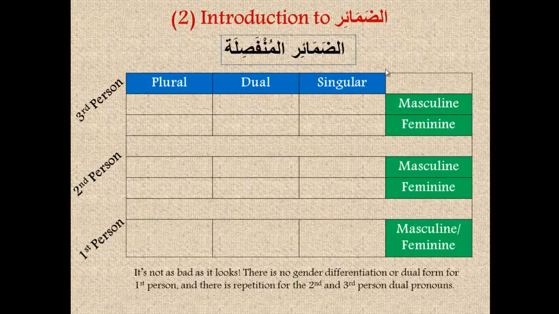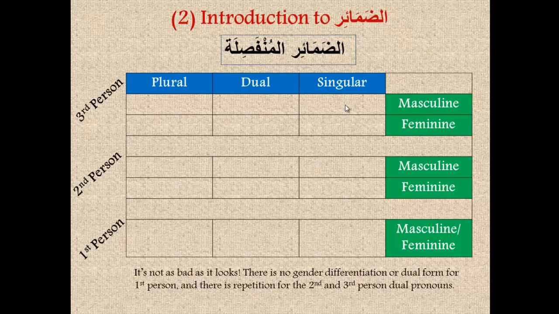So here is a chart. It's the full chart of all of the al-dhama'ir al-munfasila, of all the personal standalone pronouns, and I've added for you these headings on the sides to help you with the organization. So here we have person. The bottom row refers to the first person pronouns. The middle 2 rows belong to the second person, and the top 2 rows belong to the third person.